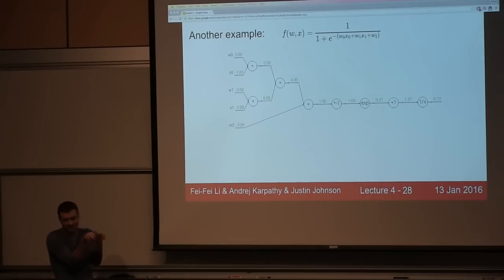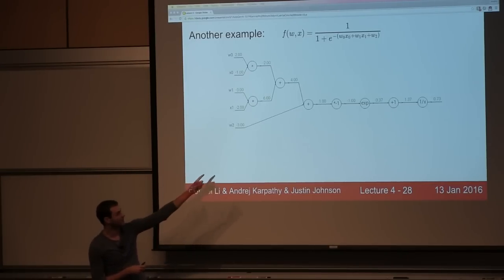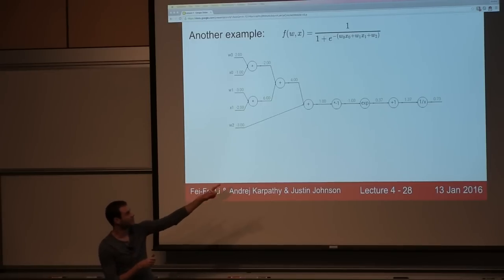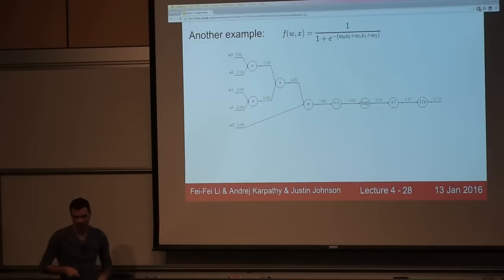So we have to recursively, from inside out, compute this expression. We first do all the little w times x's, and then we add them all up, and then we take a negative of it, and then we exponentiate that, and then we add 1, and then we finally divide, and we get the result of the expression.